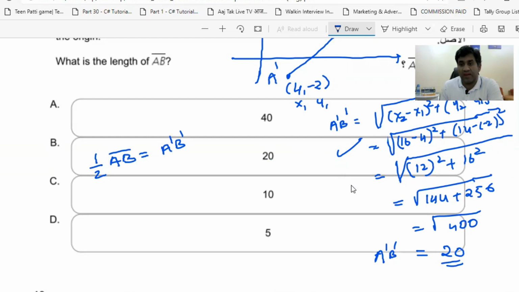How do you simplify it? Line segment AB times half, that is AB by 2, is equal to the length of A dash B dash, which is 20. Now just do the cross multiplication to get the length of AB. So AB is 20 times 2, that is, the length of AB is 40, and A is the right answer here.